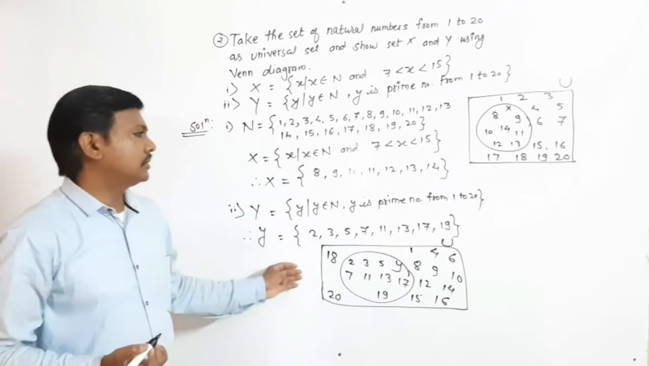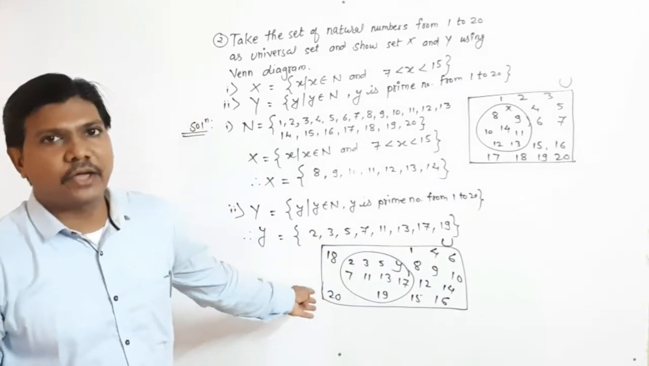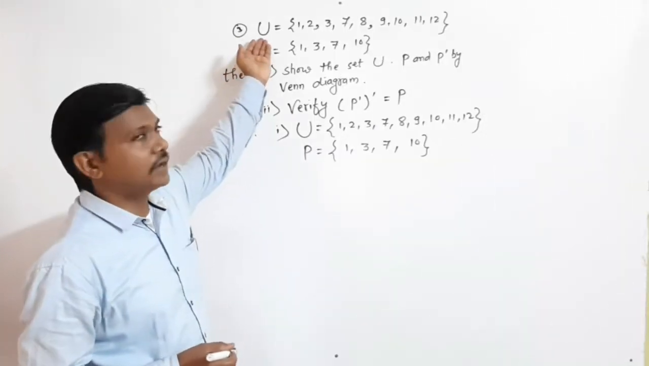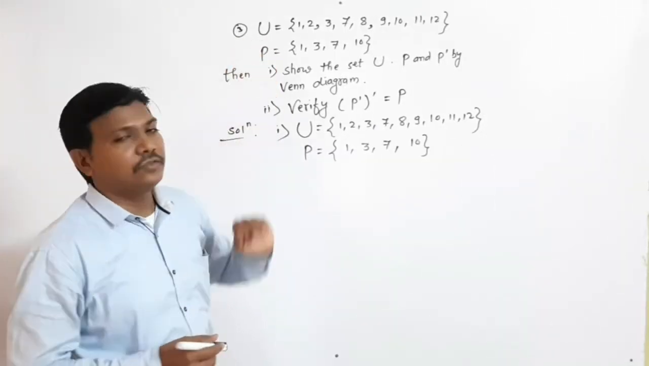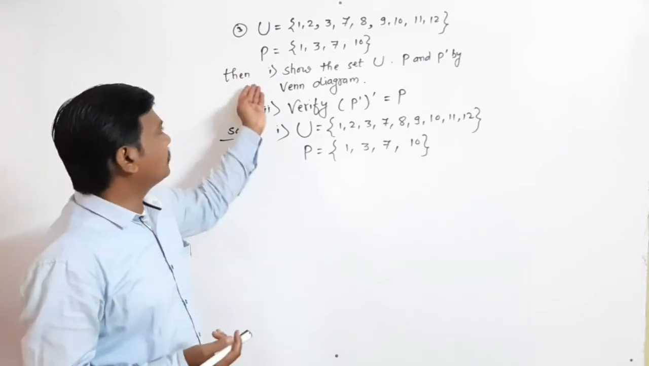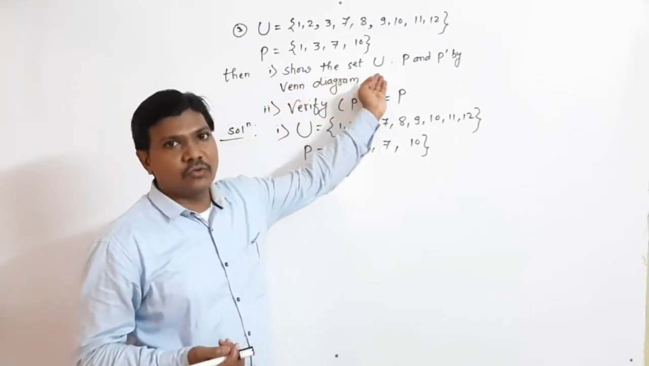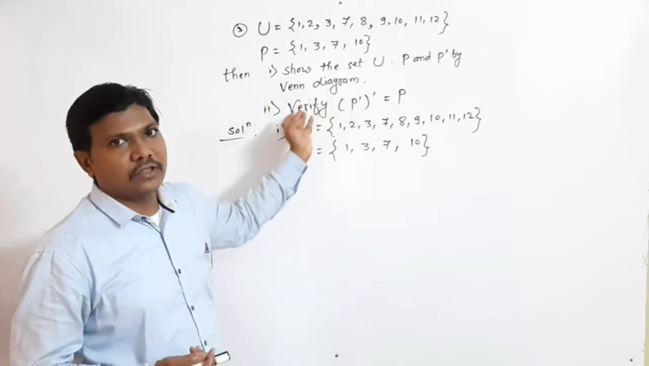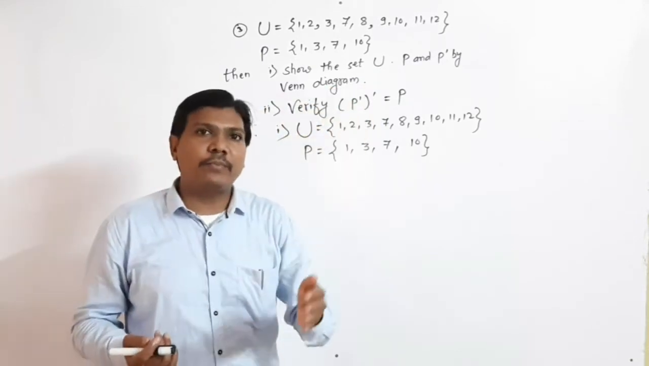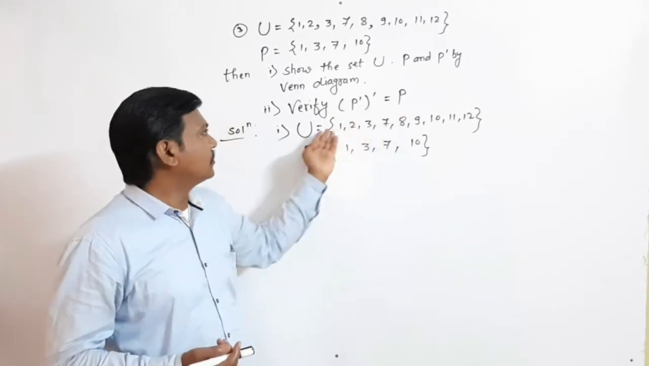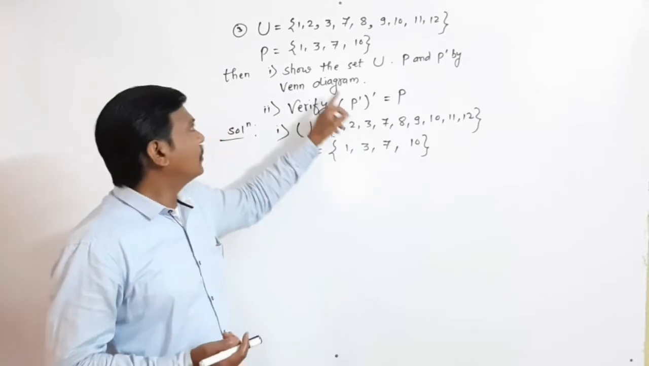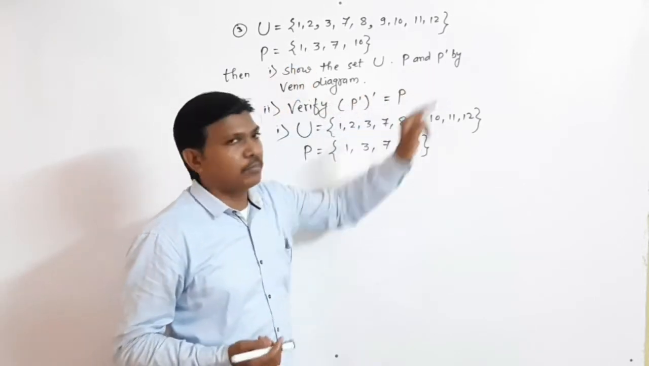So this is the representation by Venn diagrams. Question number 3: the universal set U and set P are given, and the question is to represent the sets U, P and P complement by Venn diagram, and second, verify that the complement of P complement is P. So U and P are given. So first find P complement.